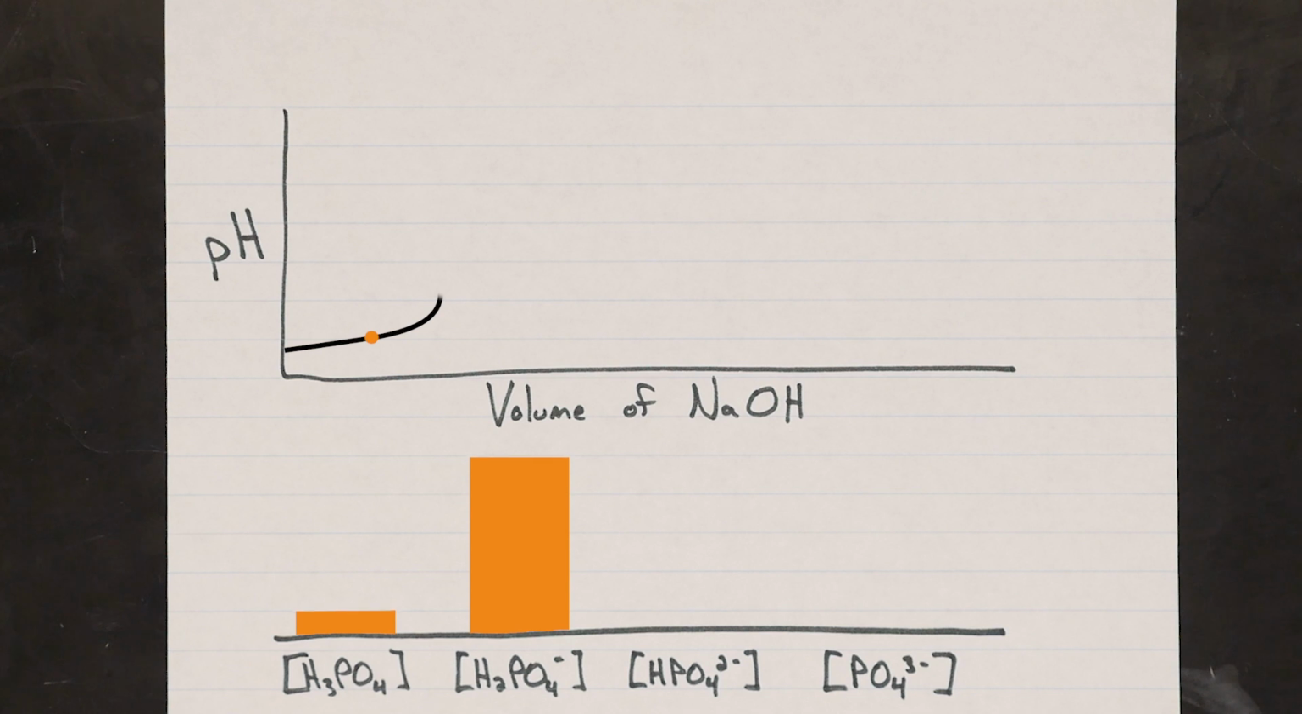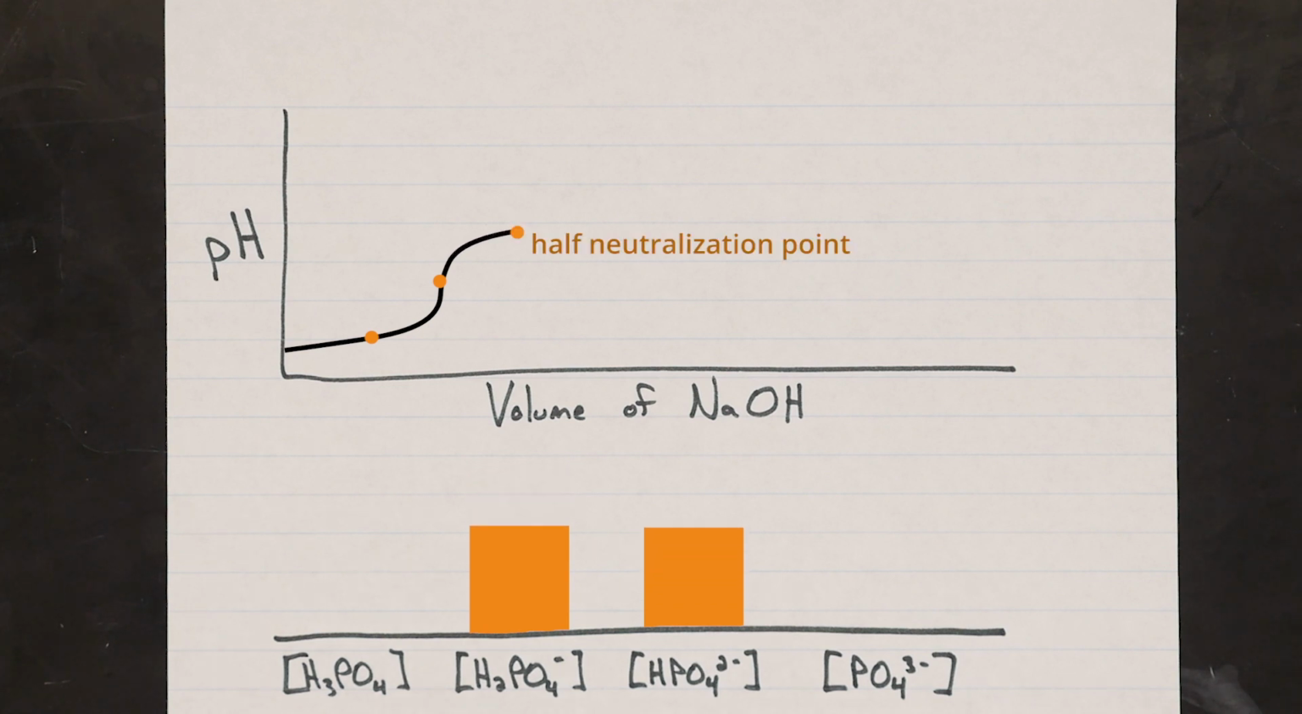Sooner or later, however, we add enough base to exhaust the supply of conjugate acid and the pH sharply rises. This is what we call the equivalence point, since now we've added an equivalent amount of NaOH to the amount of phosphoric acid that we have started with. Continuing on, we'll now be turning our dihydrogen phosphate into hydrogen phosphate and approaching yet another half neutralization point. This would be the point at which our concentrations of dihydrogen phosphate and hydrogen phosphate are now the same and will also give us our second pKa value.